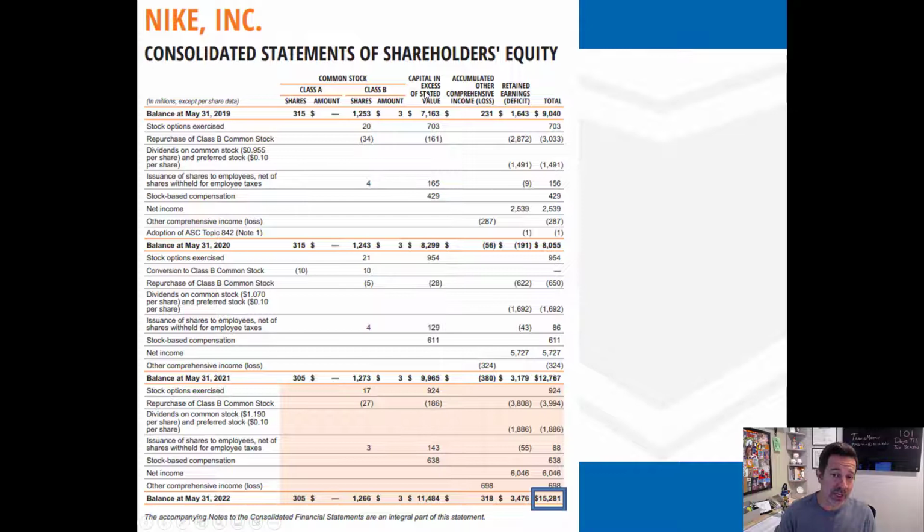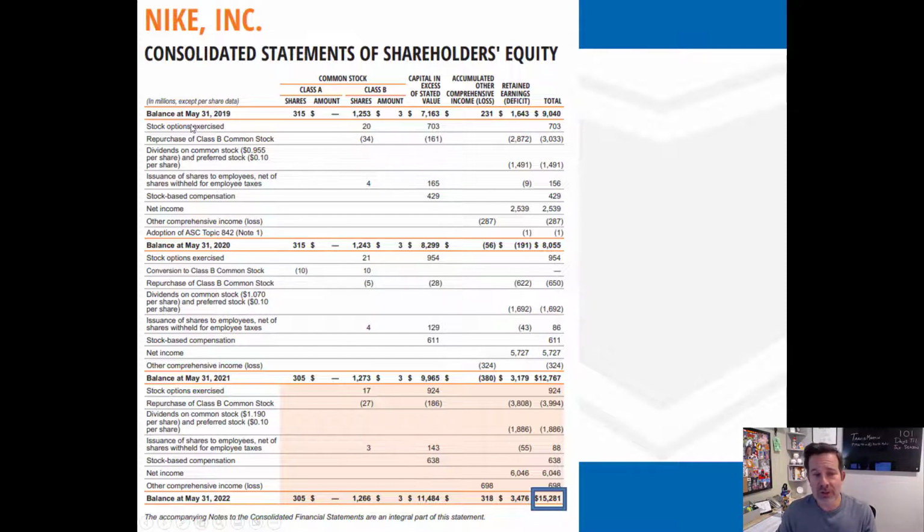Normally, when a company has multiple classes of common stock, one will have voting rights, the other one won't. We have capital in excess of stated value, or paid-in capital in excess of par, sometimes stated as. There's that accumulated other comprehensive income and retained earnings. You'll notice it says deficit. Nike doesn't really have this problem, but some companies aren't profitable. And so instead of having retained earnings, they'll have a retained deficit, and retained earnings will show up as a negative. And then you've got the totals there.